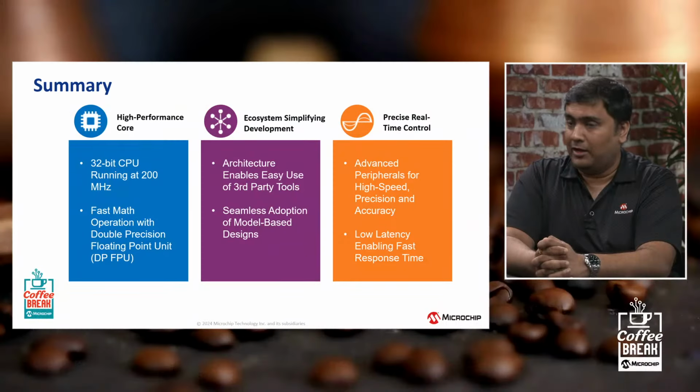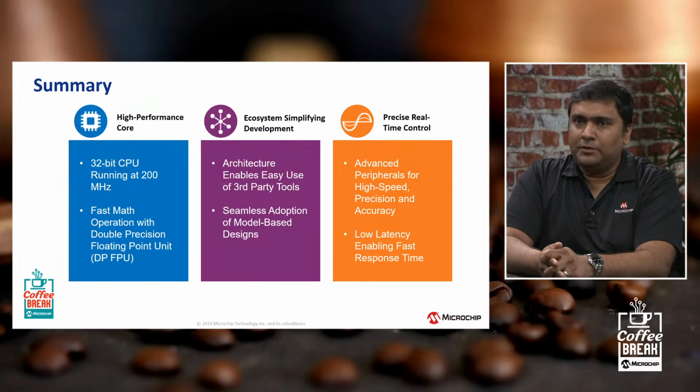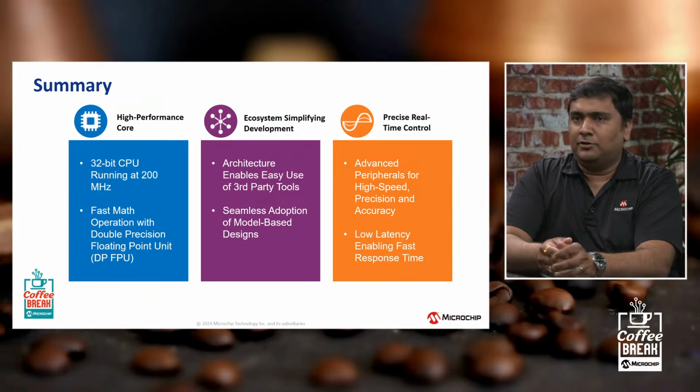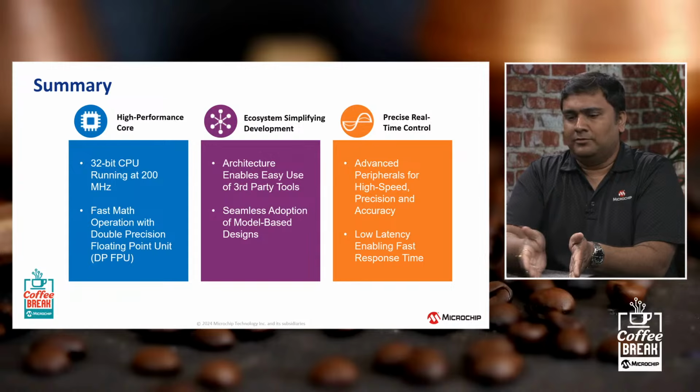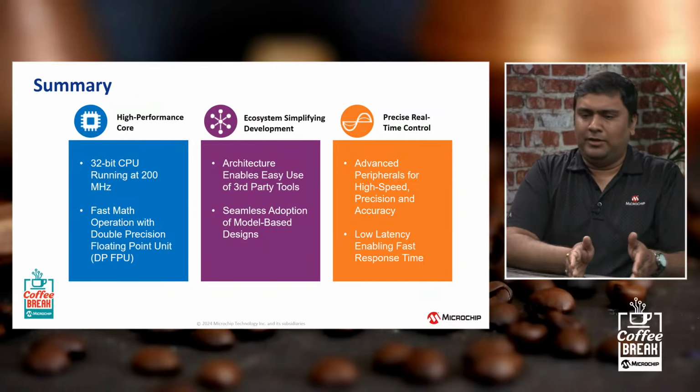So based on the feedback we have received after the launch, everyone is very excited about it. And I think for real-time control applications, the future is really bright for the dsPIC33A core family, especially with the 32-bit CPU, which runs at 200 megahertz, and a double precision floating point unit, which not only helps enhance the performance, but also makes it easier for our customers to adopt model-based design, right? So it's a very big jump for us.